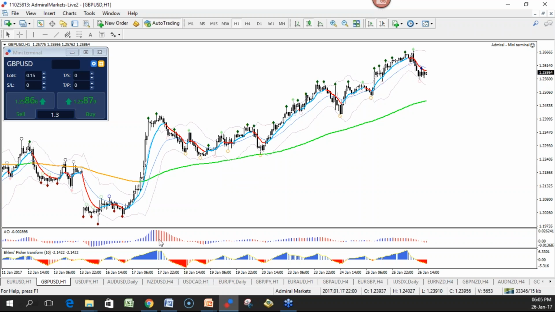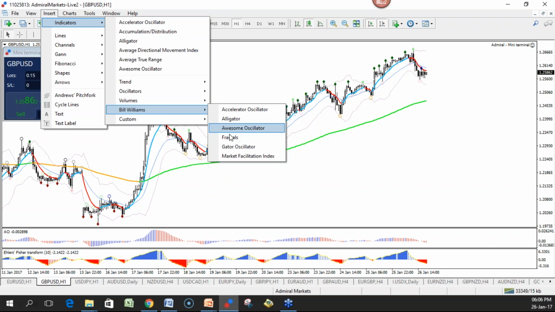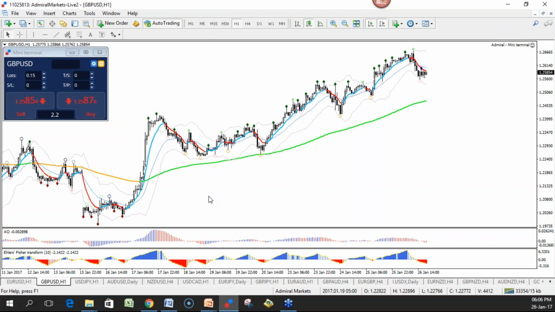You're seeing the awesome oscillator, which is part of the MetaTrader 4. So you can just find that by going to Insert, Indicators, Bill Williams, and clicking on the awesome oscillator. That's simple. So there are two moving averages, the 8 EMA close and the 144 EMA close. 8 EMA is for impulse, 144 is for the trend.